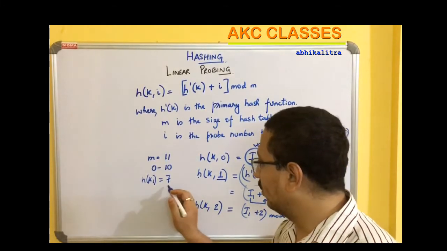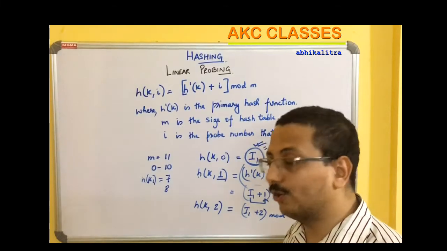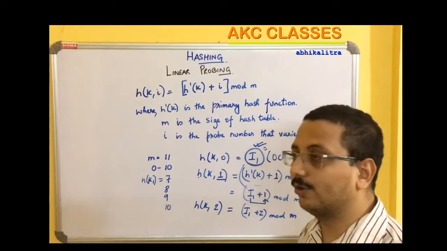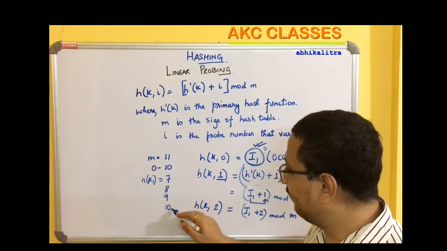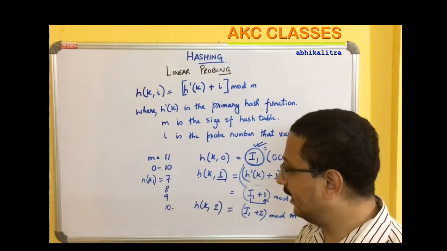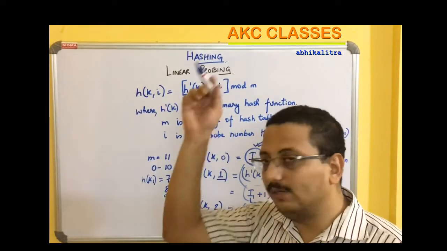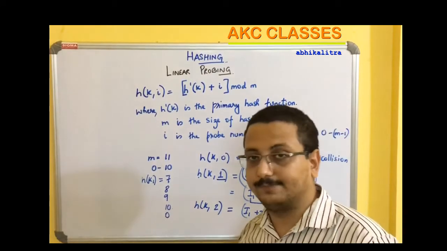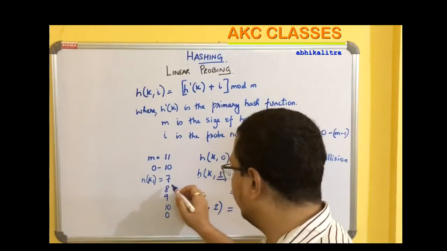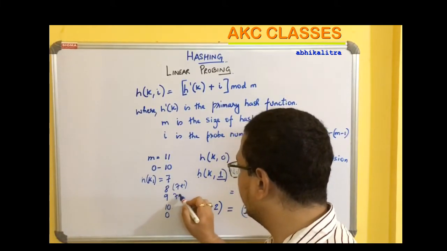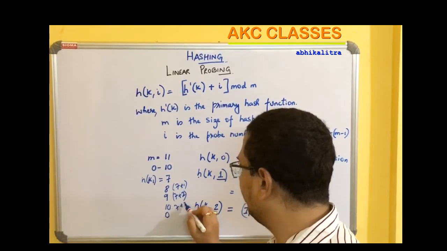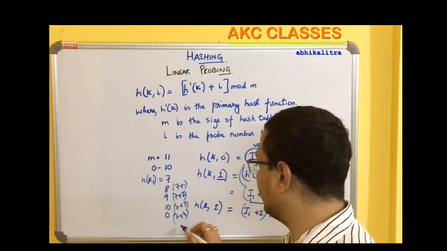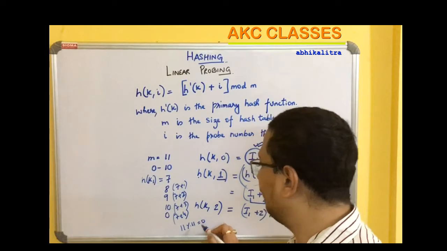Then we move on to the 8th location, and we see that it is also occupied. We move on to the 9th location, it is also occupied. We move on to the 10th location, it is also occupied. So after this, we know that we have reached the end index of the hash table. Now this entire hash table is circular in nature, so the next hash location will be the 0th location. This is 7 plus 1, this is 7 plus 2, this is 7 plus 3, and this is 7 plus 4. 7 plus 4 is 11, and 11 mod 11 will give you 0.